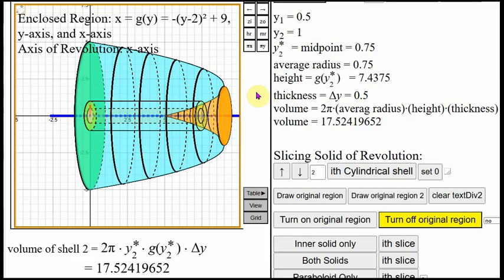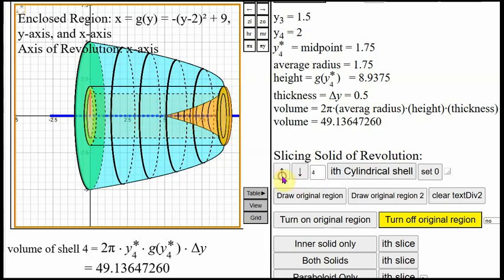7.4375. And so the height of this shell, which is the distance from the y-axis up to the graph, is going to be 7.4375. So that's the height of shell number 2, and then the thickness of shell number 2 is still 0.5. So the volume of shell number 2 is 17.5241. And then here are the other shells.